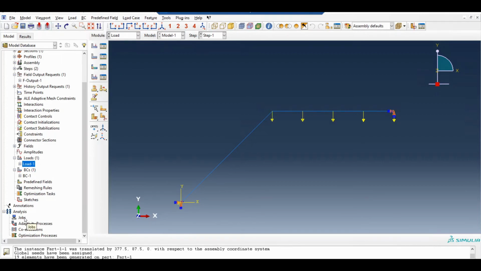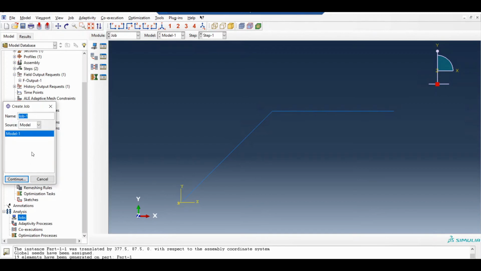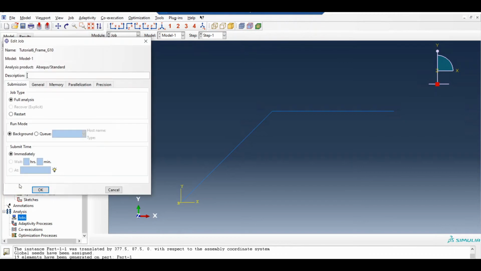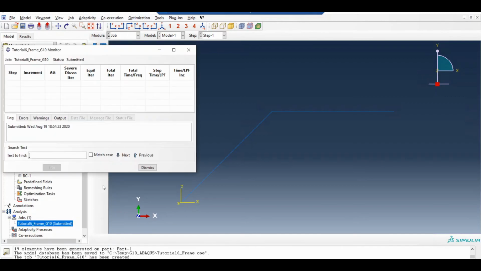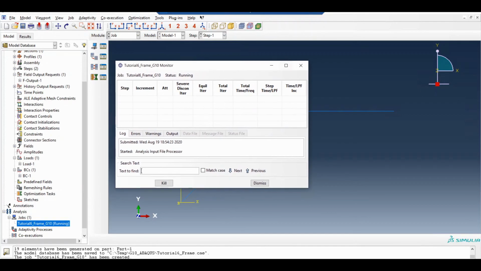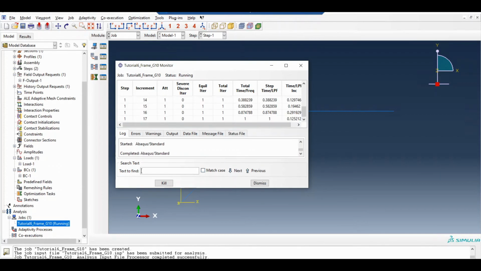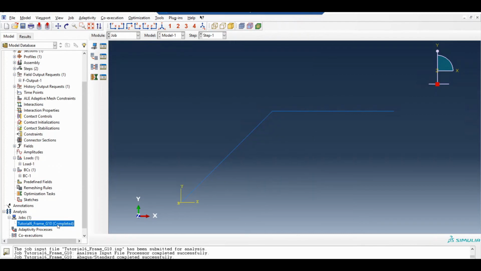Let's create our job. This is tutorial 6, frame 10. Continue. Okay, now you can submit it. Okay, all done. Dismiss. Let's see our results.